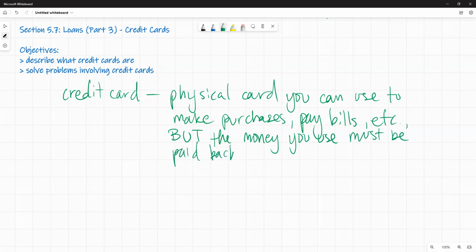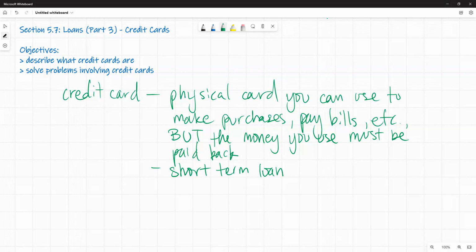So really, we can think of a credit card as kind of a short-term loan. That's why we're grouping it in our loan section of our chapter 5. Because you can really think of it as a loan, more of a short term. You're not spending as long paying off a credit card as you would a student loan or a car loan or a mortgage, right?